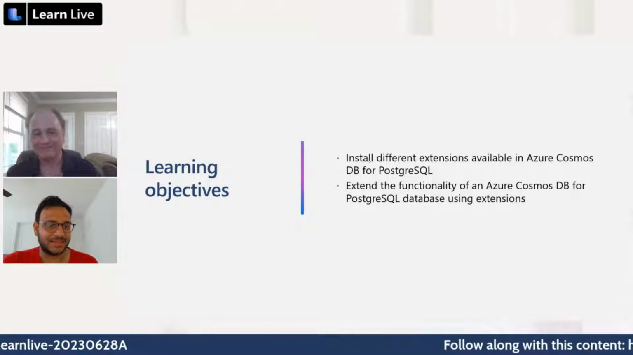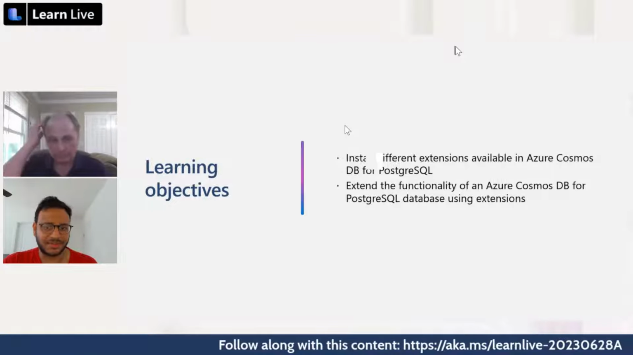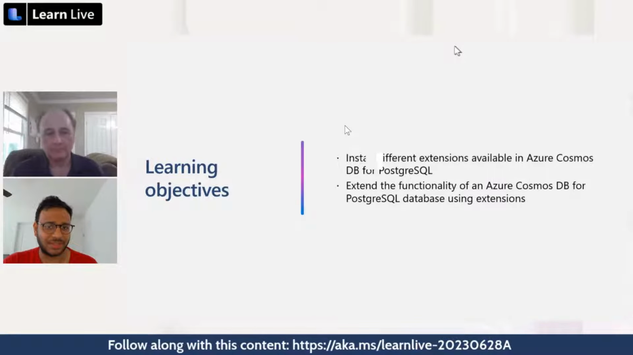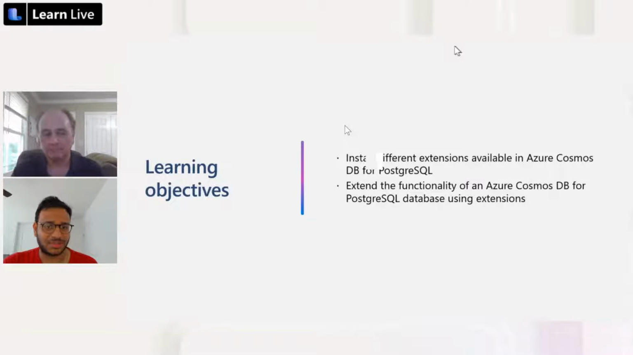And today's learning objectives. We will be trying to install different extensions that are available on Cosmos DB for Postgres, and we'll try to extend those functionalities with the database extensions.